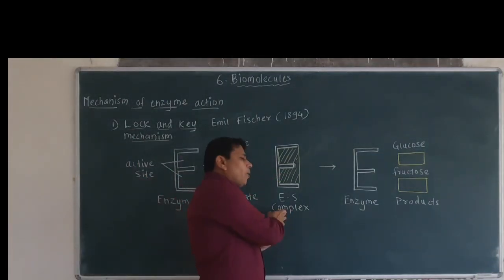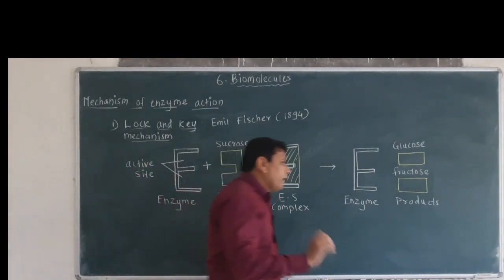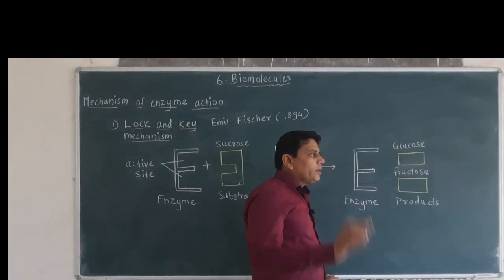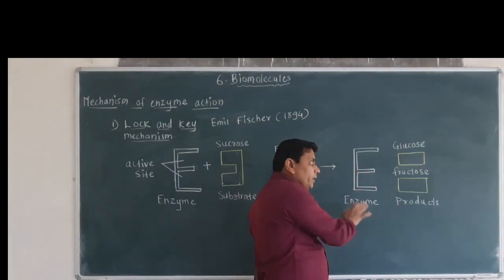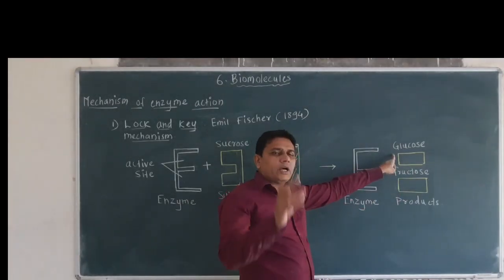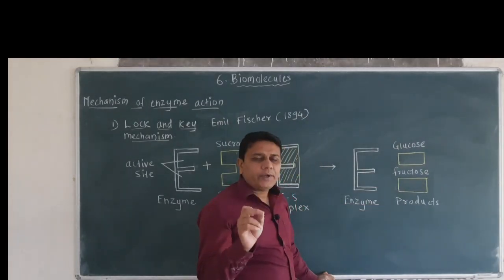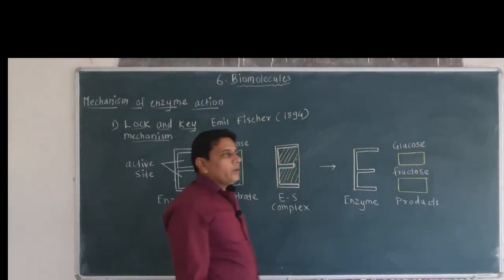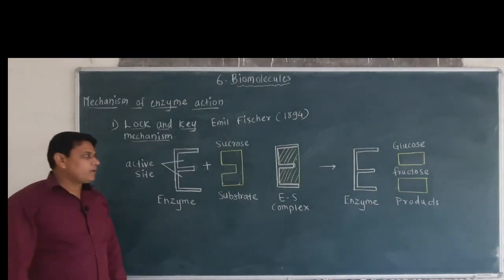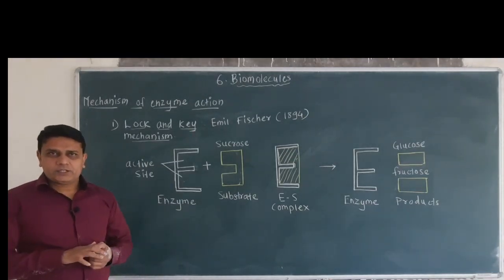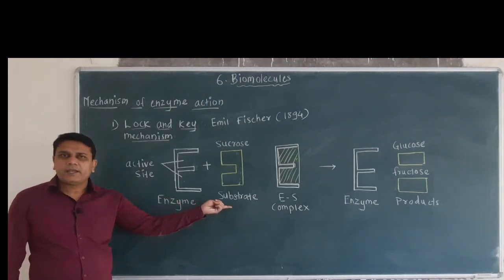Then enzyme substrate complex is formed and enzyme acts on the substrate and produces products. So after the formation of products, the products are released from the active site. Here is the example that two products are formed, that is glucose and fructose are formed after the activity of enzyme. So in this way the mechanism of enzyme action is explained with the help of lock and key mechanism, in which the enzyme acts like a lock while substrate acts like a key.